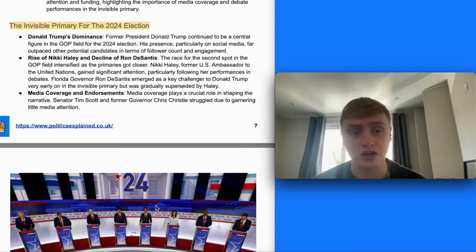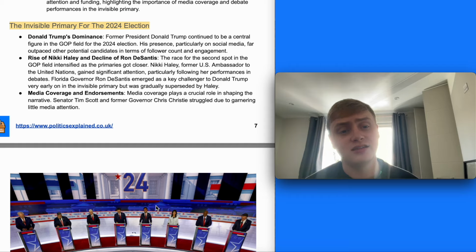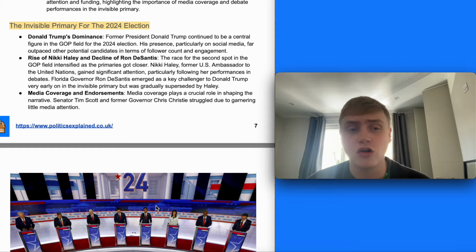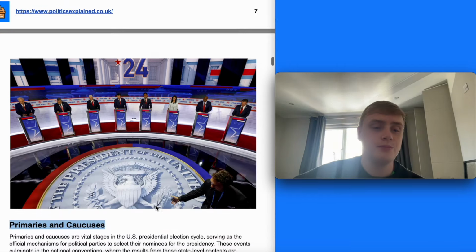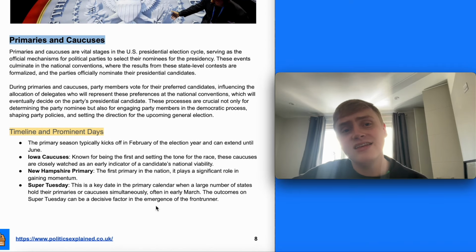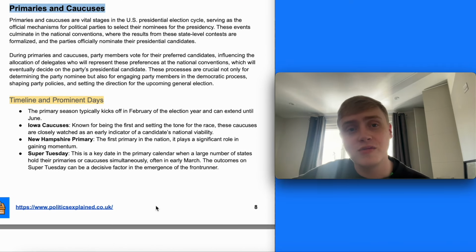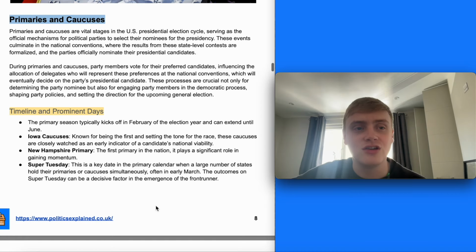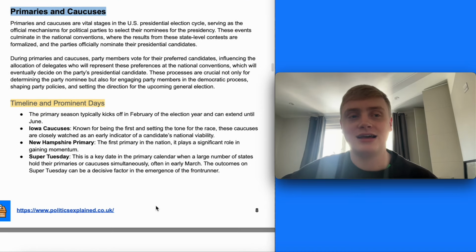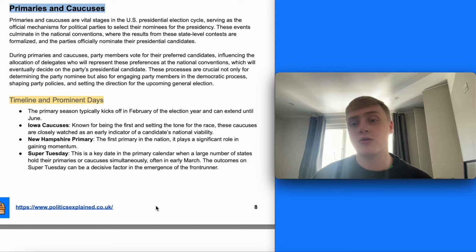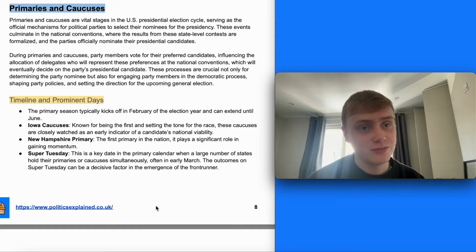So he was the Florida governor, and quickly emerged as a key challenger to Trump very early on in the invisible primary, but then he was gradually superseded by Nikki Haley as the key challenger to Trump as time went on. Media coverage played a key role, with Senator Tim Scott and former Governor Chris Christie struggling due to garnering little media attention. So that's the invisible primary that obviously comes before the formal primaries, where candidates try to gain attention and position themselves effectively once the primaries come around to potentially secure the nomination.